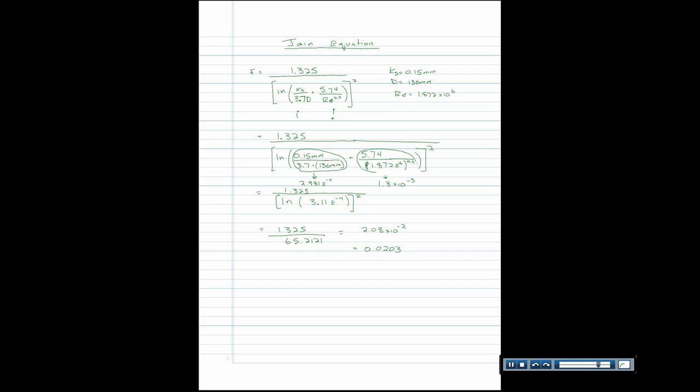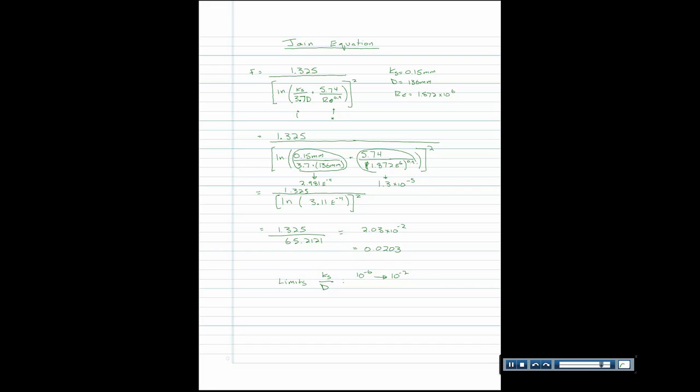So Jain is a very nice simplification, as long as we're using it under the range that it's intended, where the limits are K sub s to d ratio must be between 10 to the minus 6th to 10 to the minus 2. So let's see if we satisfy that.